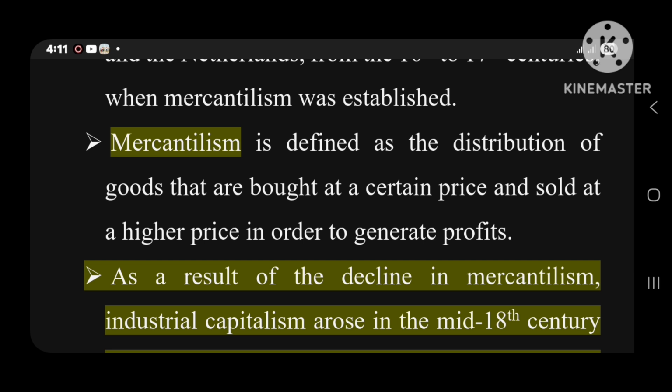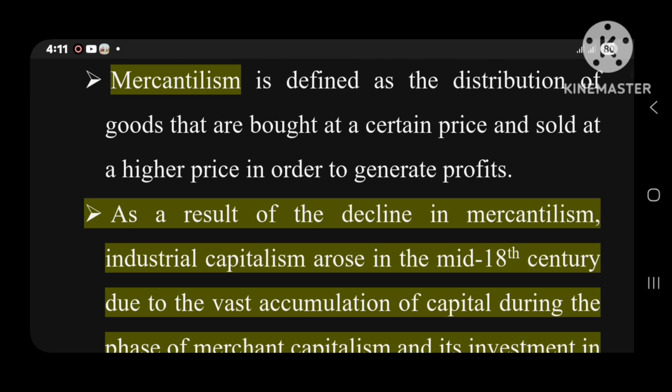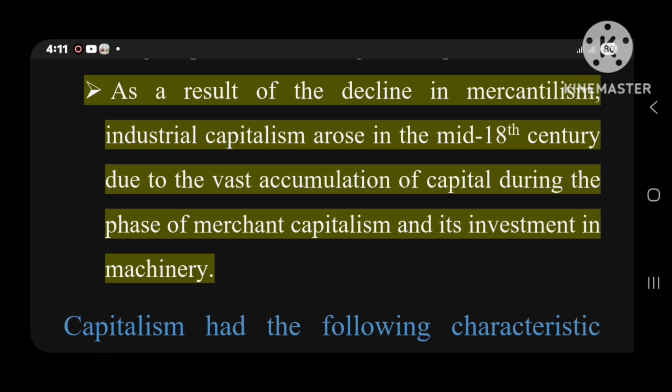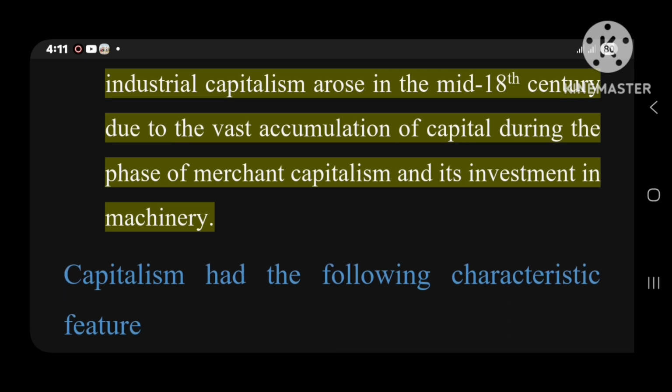As a result of the decline in mercantilism, however, the mercantile economy was replaced by industrial capitalism, which arose in the mid-18th century due to the vast accumulation of capital during the phase of merchant capitalism and investment in machinery, which replaced mercantilism. Capitalism had the following characteristic features.